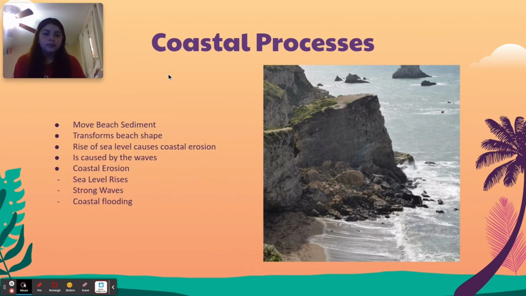Okay, the coastal processes of waves: they move beach sediments and transform beach shapes. The rise of the sea level can cause coastal erosion. A coastal process is caused by the waves. When sea level rises, they give out strong waves and cause coastal flooding. And for all that to happen, it goes back to the wavelength.